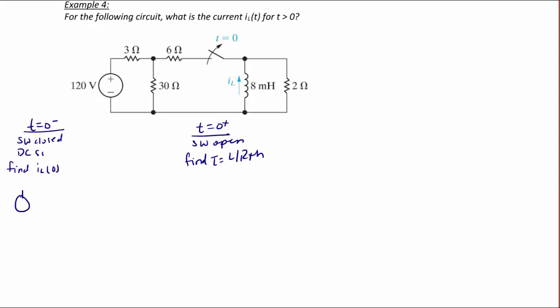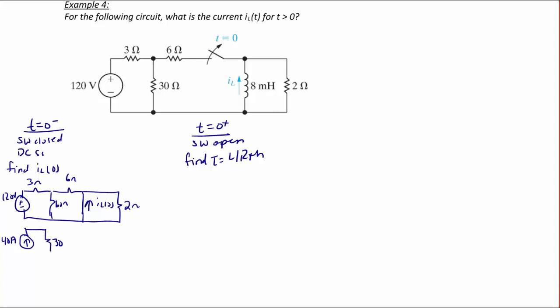So when the circuit is closed, I have 120 volts, 3 ohms, 60 ohms, 6 ohms, the current pointing up, IL of 0, and 2 ohms. Probably the easiest way to do this problem is to do a source transformation and get 120 divided by 3 is 40 amps in parallel with 30 ohms in parallel with 6 ohms.